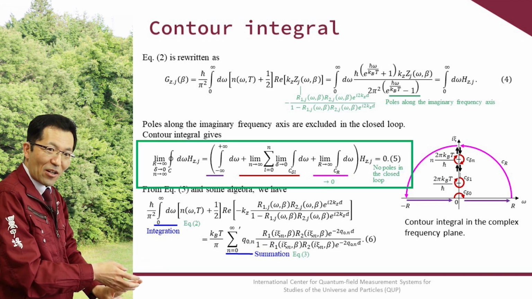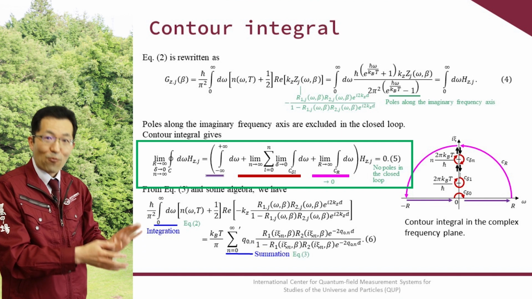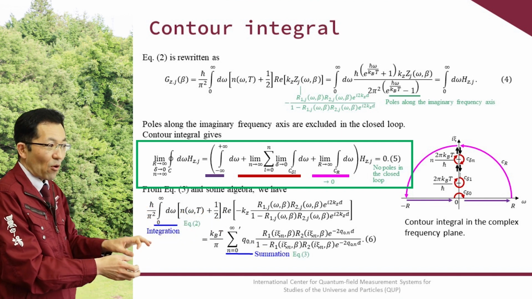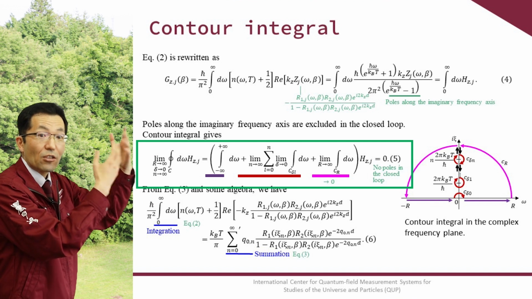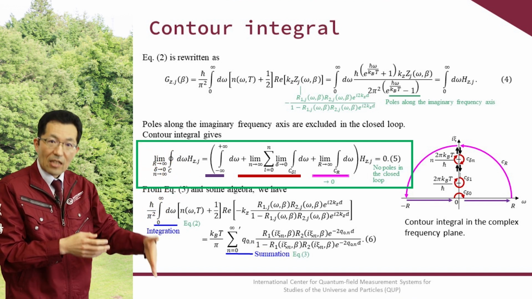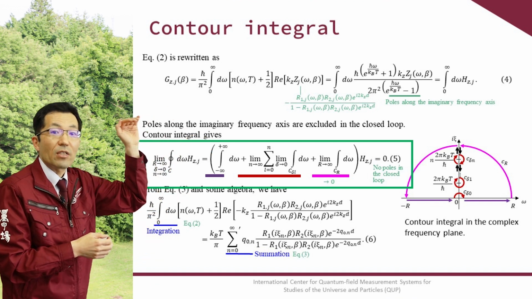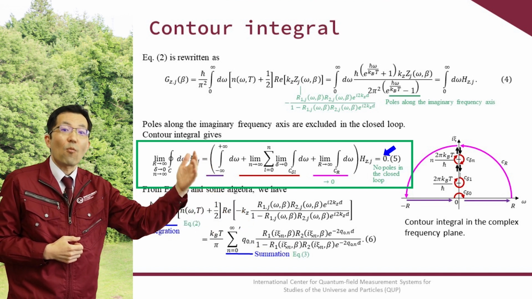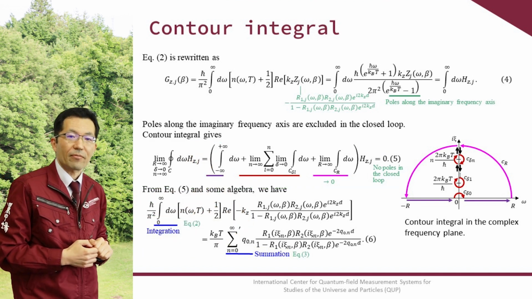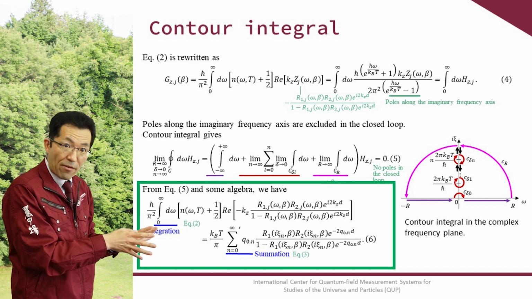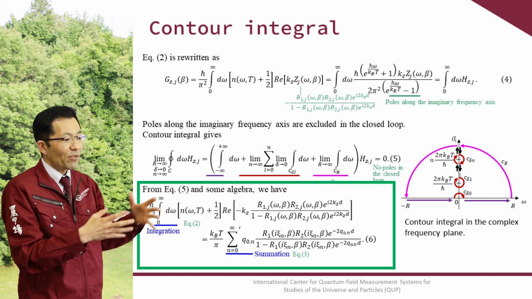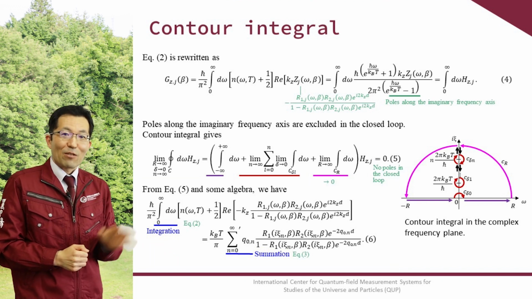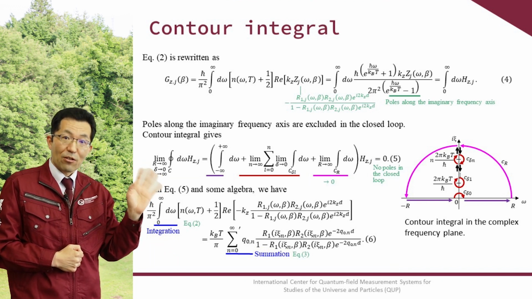The integration part consists of 3 terms. The first term corresponds to the real frequency axis. The second term corresponds to circles to exclude poles. The third term corresponds to the arc, which becomes 0. The right-hand side is 0 due to no poles in the closed loop. From equation 5 and some algebra, we obtain the equivalence of equations 2 and 3. I hope the mathematical steps are clear for the Wick rotation approach.